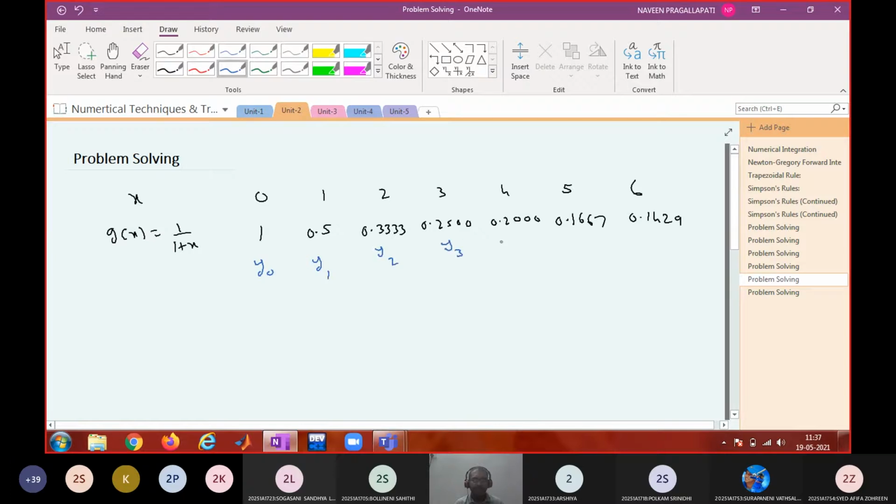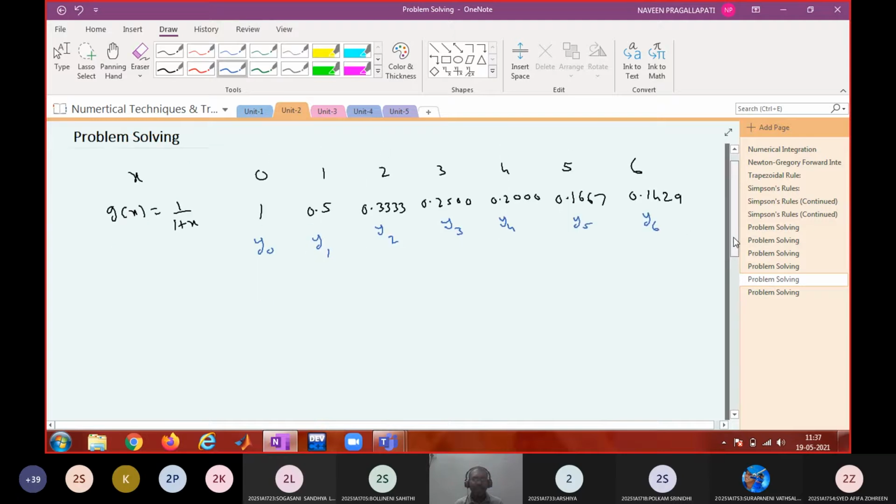Can you see that? But only the formula writing will be different. The table creation is somewhat different. So what is I equals the integral from 0 to 6 of 1 by 1 plus x dx, equals 3h by 8.